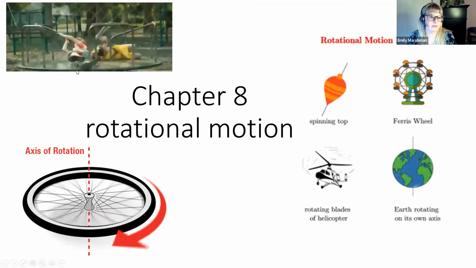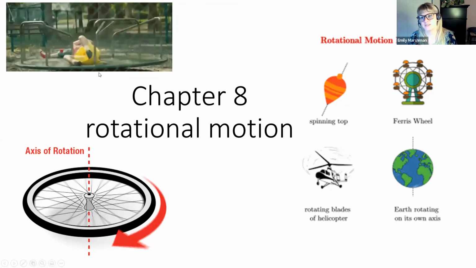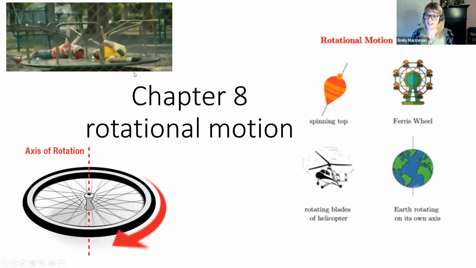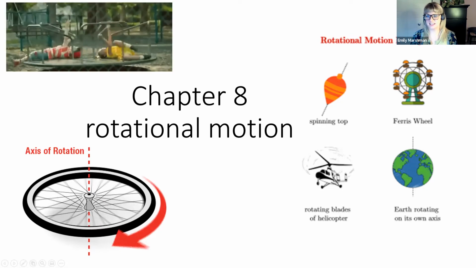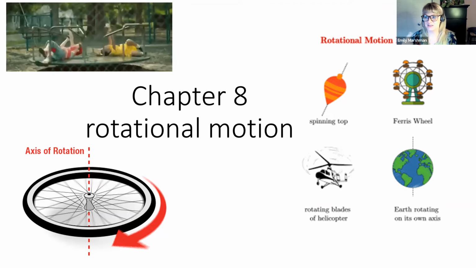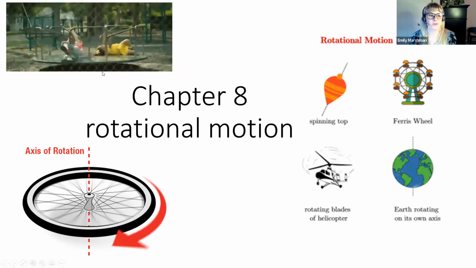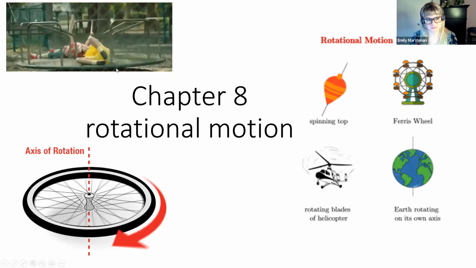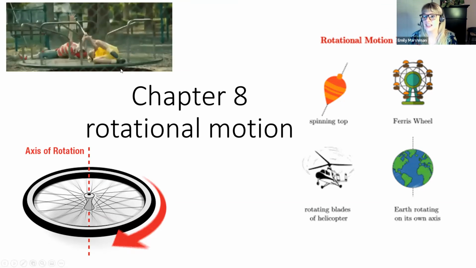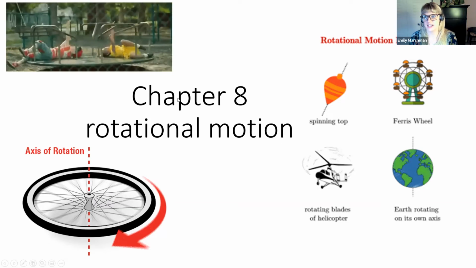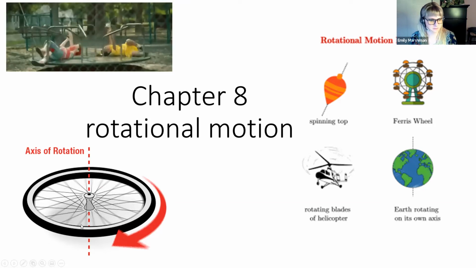And if you've ever been on a merry-go-round, and if you've ever experienced this where you start on the edge of the merry-go-round and you work your way into the center, what happens to the merry-go-round? It starts to speed up faster and faster and faster. We're going to be able to explain why that happens using physics principles. But first, let's just get the basics down for rotational motion and describing rotational motion.